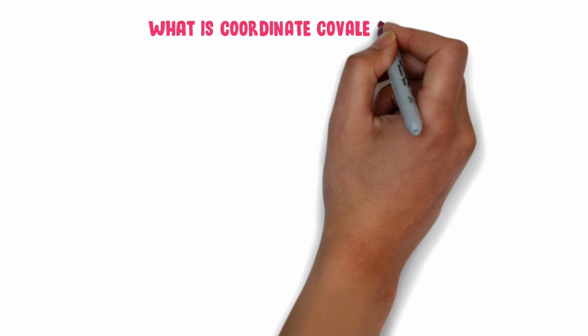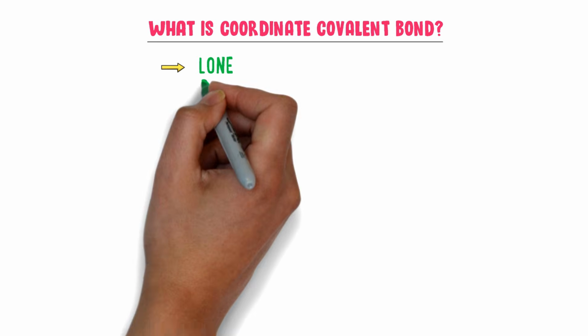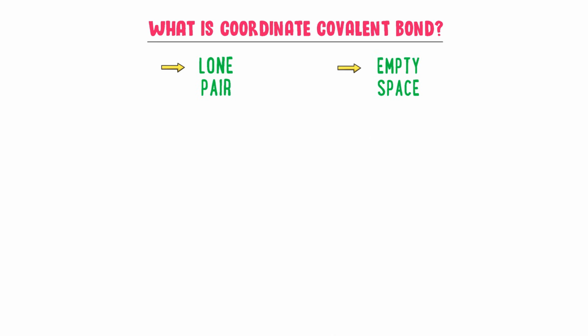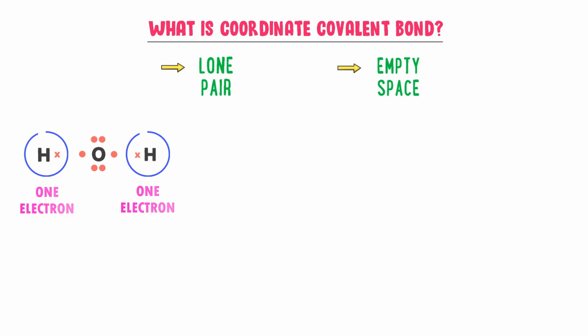Now what is coordinate covalent bond? Well, we need a lone pair and empty space in a valence shell for formation of coordinate covalent bond. For example, consider oxygen atom and hydrogen atom. We know that there are 6 electrons present in the last shell of the oxygen atom. It needs 2 more electrons to satisfy its octet rule. On the other hand, in the last shell of hydrogen atom, there is only 1 electron. It needs only 1 electron to satisfy its duplet rule.